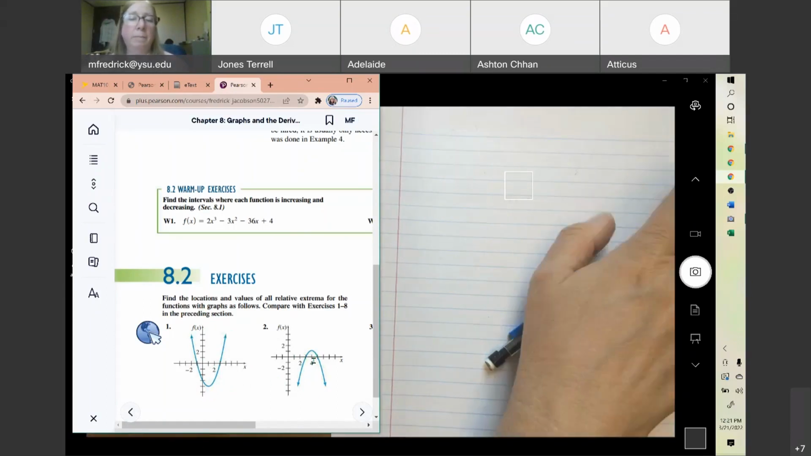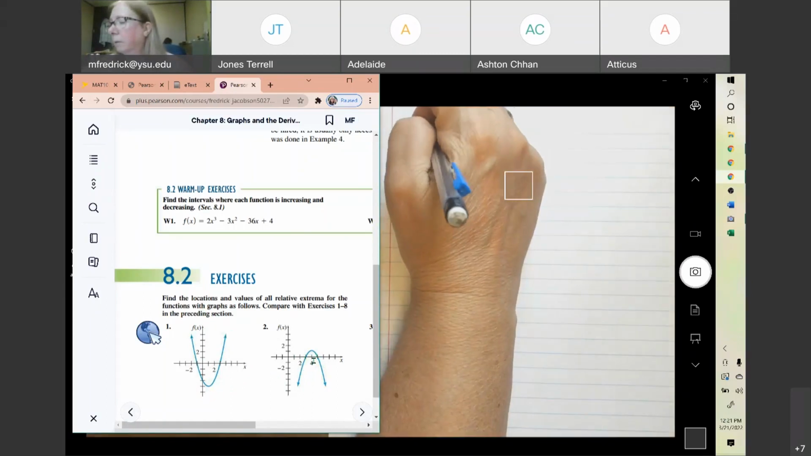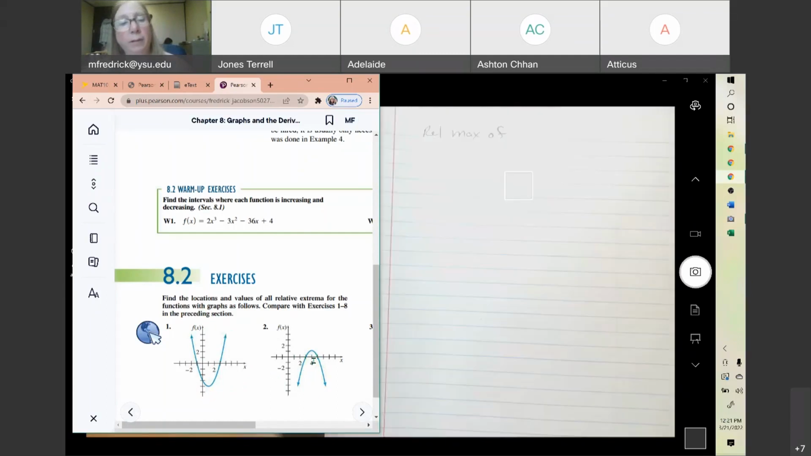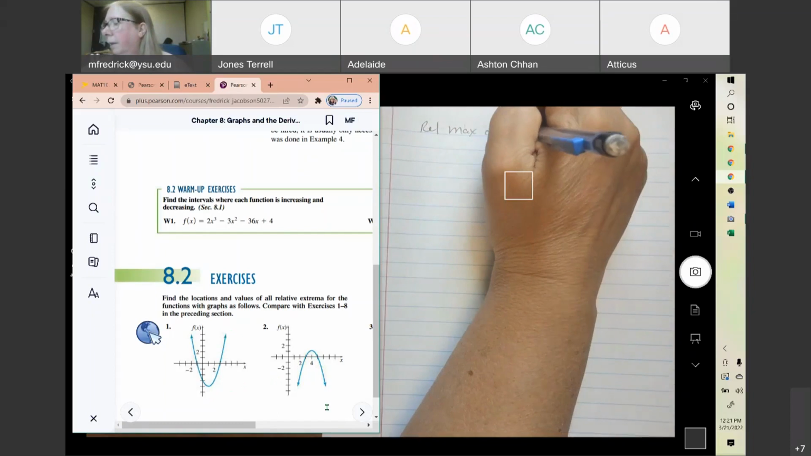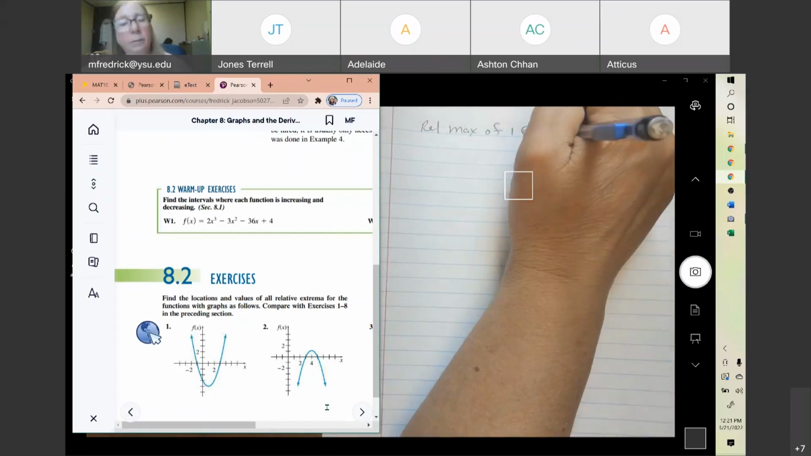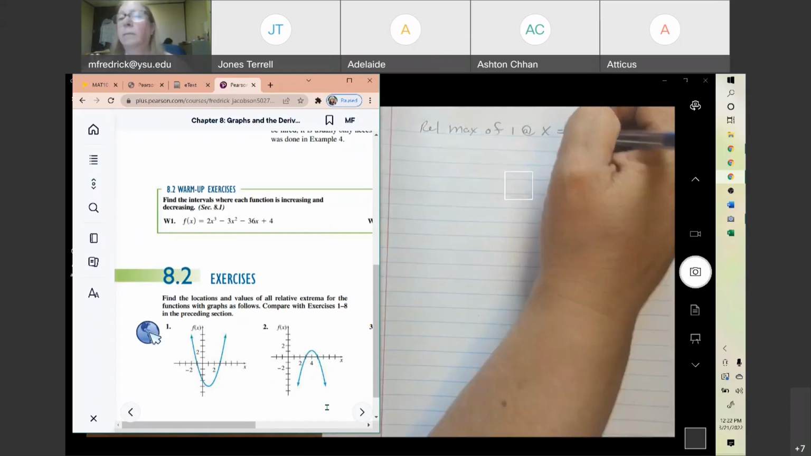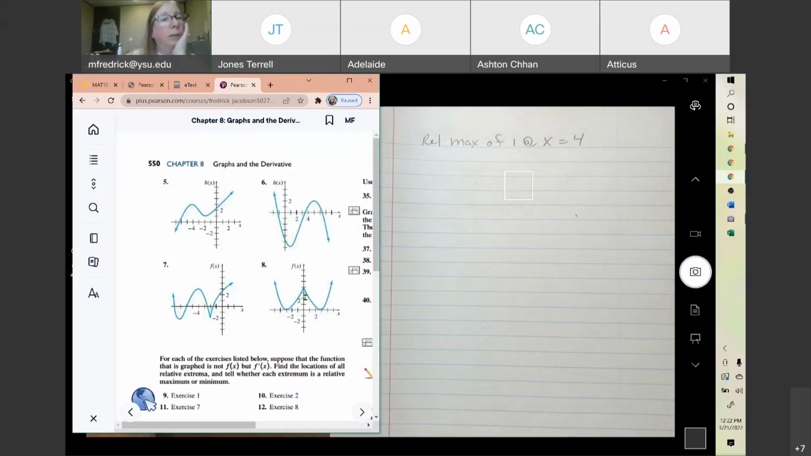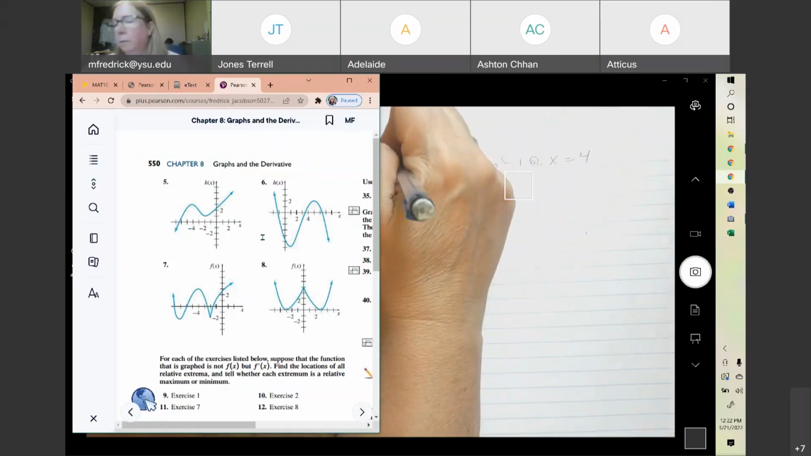This one would be a relative max of, and then you put the y value, which is 1, at x equals 4. Any questions so far? Okay, let's go ahead and try number 5. Find any max and mins.